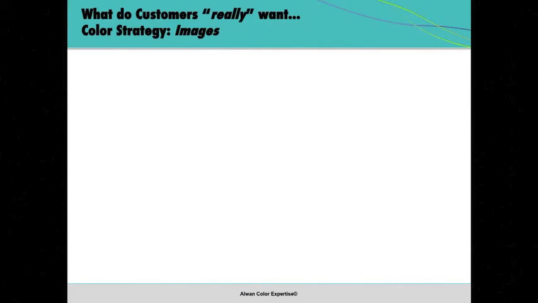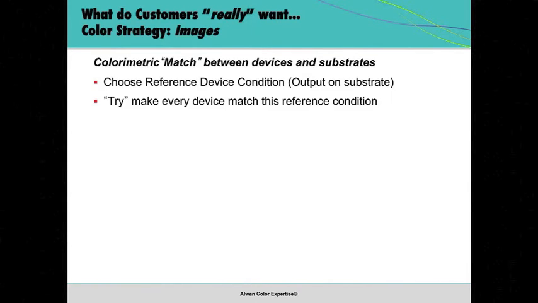So, we need to ask, what are our customers really wanting? And build a color strategy based on their needs. So let's first define what a colorimetric match is. A colorimetric match means that it's an absolute color match between how two devices, and they could be the same device or they could be different devices, how two devices render color.